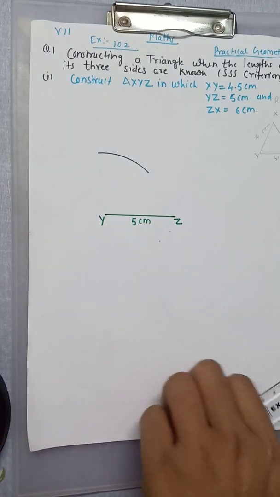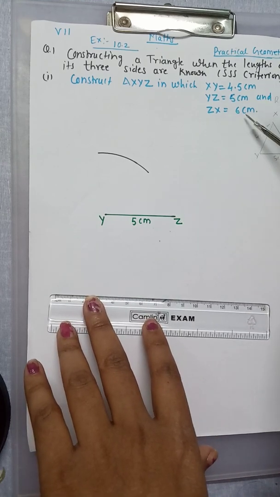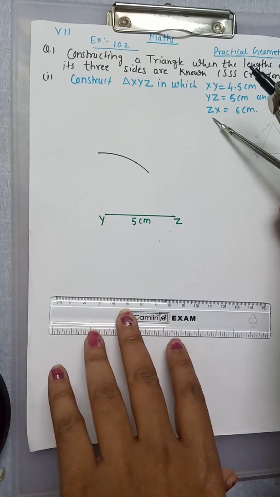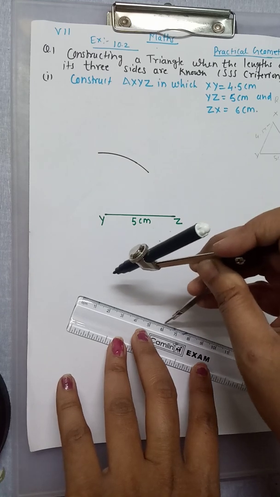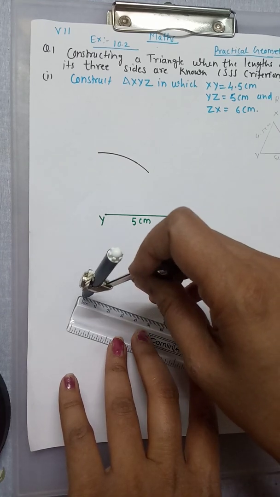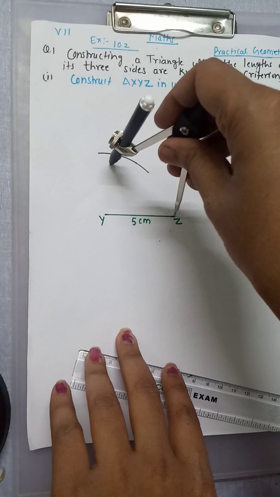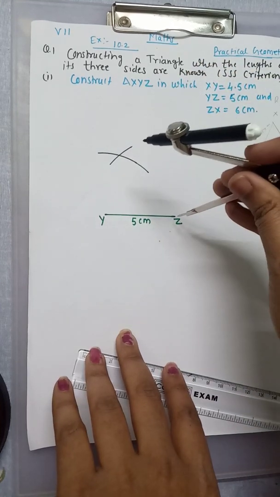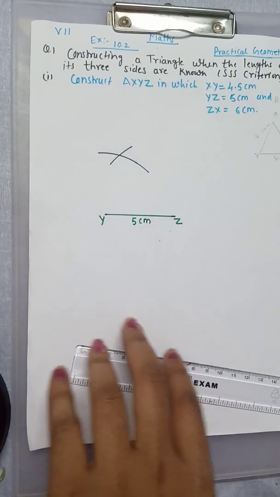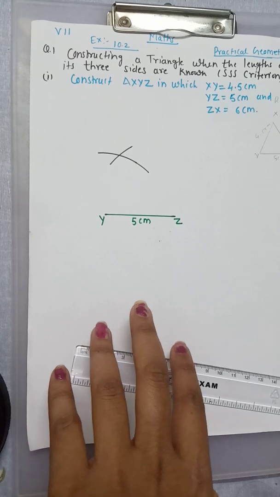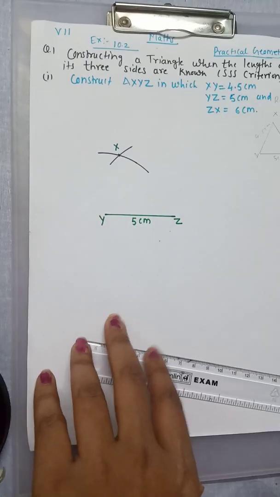You can see. Now with Z as the center, you have to stretch ZX, which is 6 centimeter. So with Z as the center, we take a 6 centimeter radius. Stretch the compass 6 centimeter and draw an arc intersecting the previous arc. You will get an intersecting point, and we can give this intersecting point the name X.